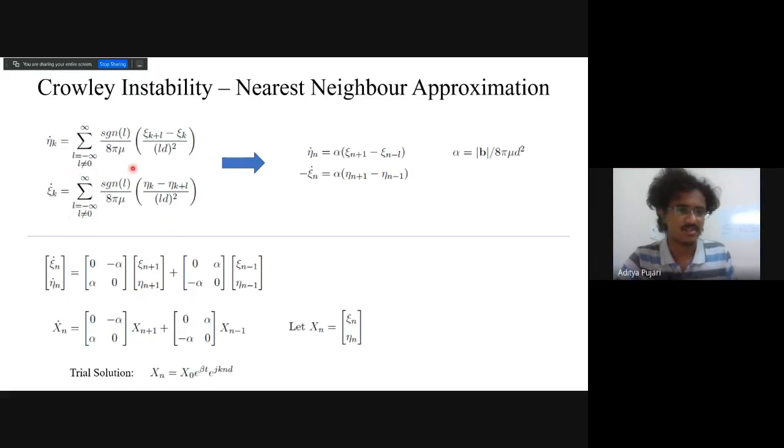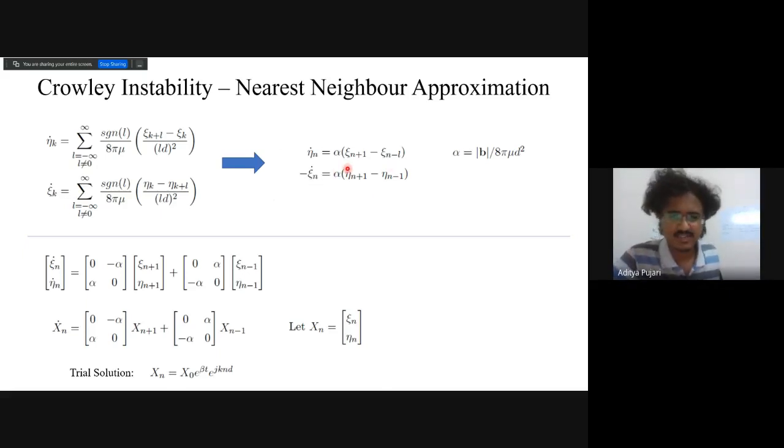So let's go ahead and say that I'm just going to include the interactions with the nearest neighbors, because the ones that are far away won't really interact much. So if I put l equal to 1 and -1 in both these two, I get these two simple, cute-looking equations.